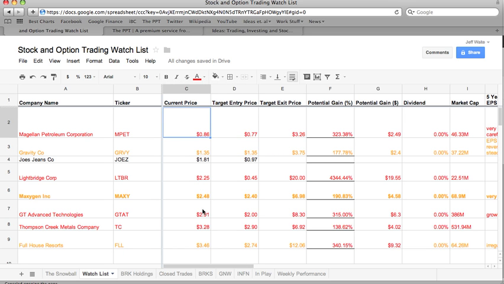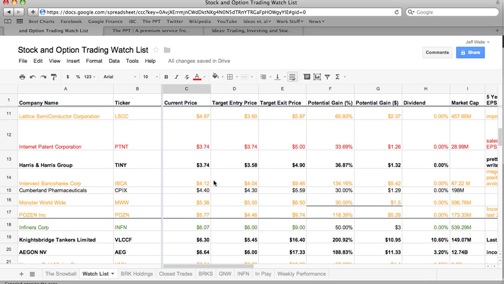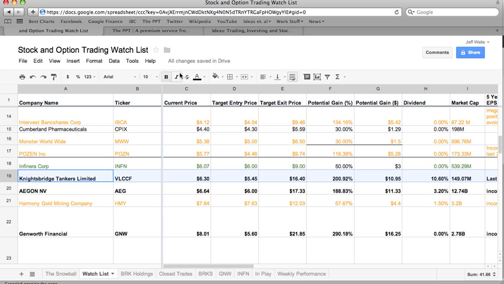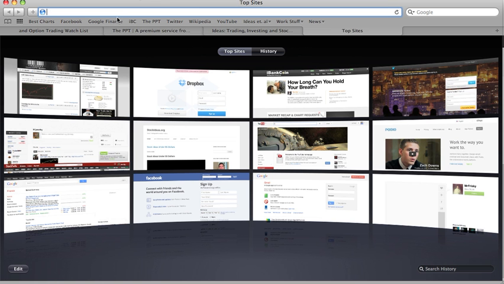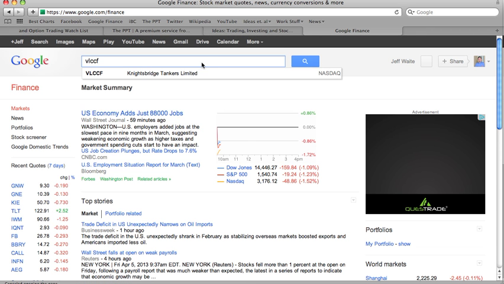and I don't update this as much as I should. I sometimes just do it quickly and scan, and I don't update the current price. But the more you do, the quicker. This trade is sort of over now. If you want to look at VLCCF, I think it's at like $8 or almost $8. It's come down recently. Sorry, my internet's a little slow here.